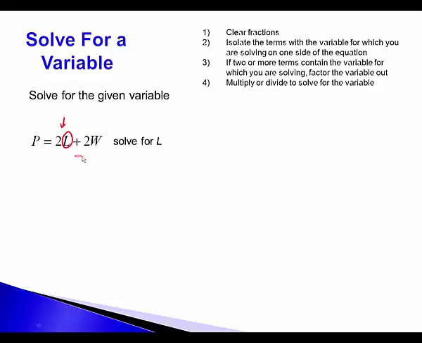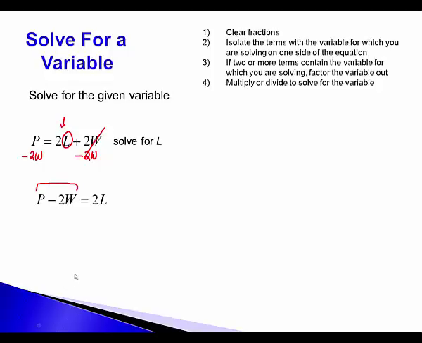Well, to make this go away, I need to simply subtract 2W from both sides. And when I do that, I get P minus 2W. Notice they're not like terms, but I can still write them as if I am subtracting them. These cancel, and on the right-hand side, I have is equal to 2L.